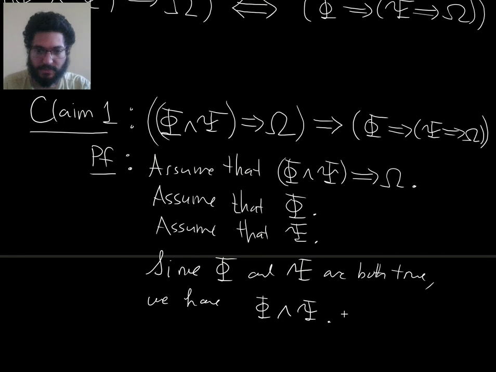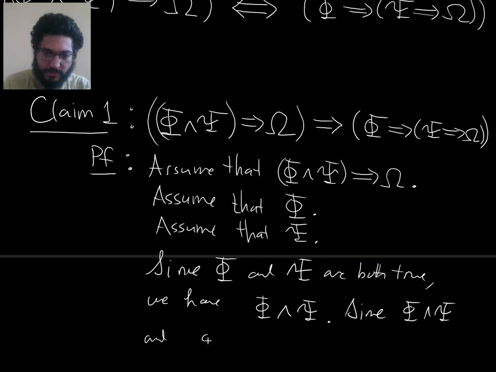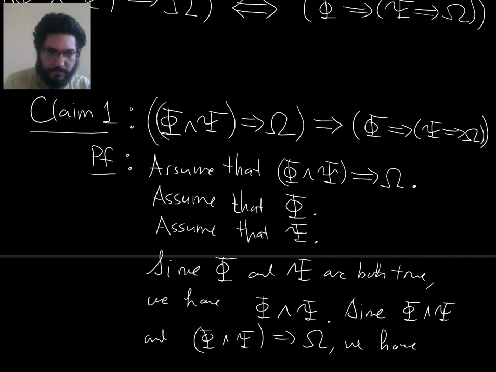Okay, so now we can apply modus ponens. Since phi and psi, and we also have phi and psi implies omega, we have omega.